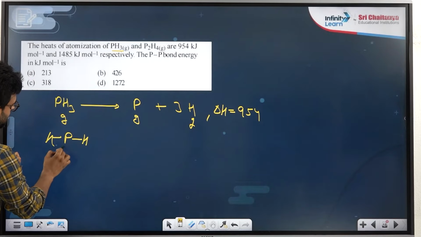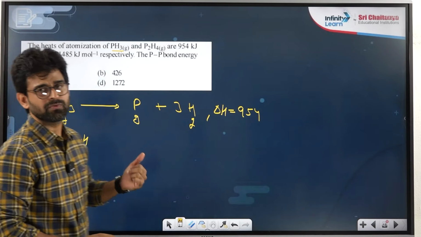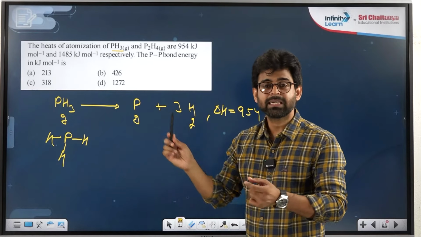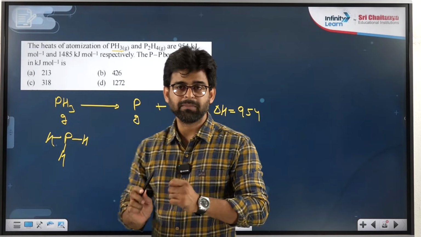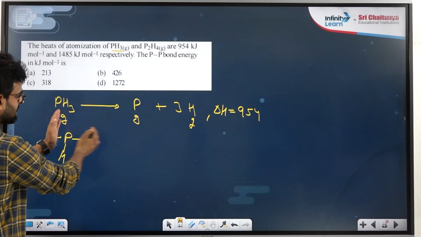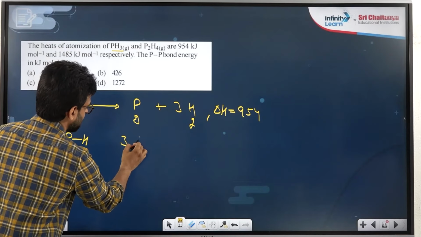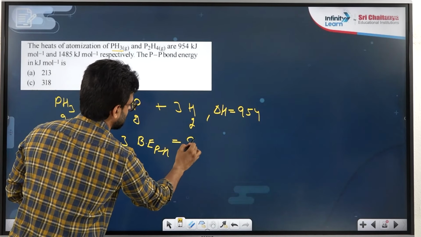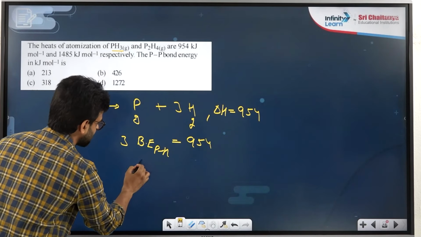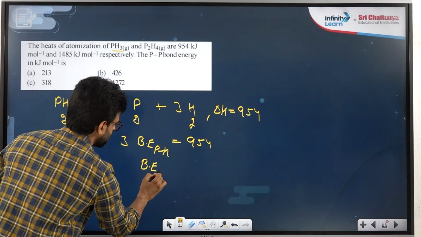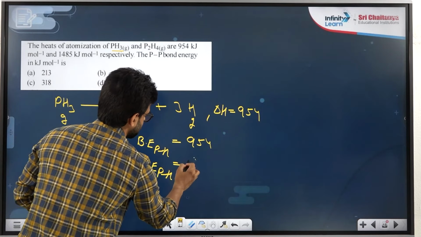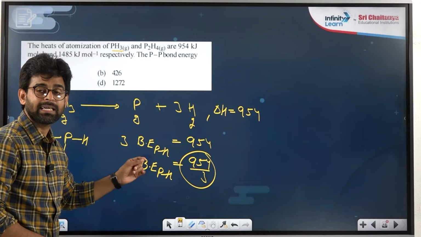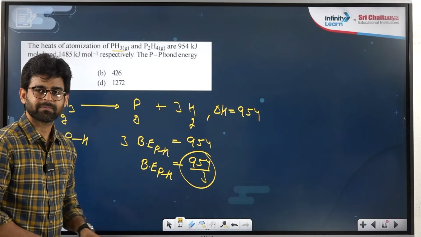So if you understand carefully what is happening here, it is already gas. So I am having here PH3. We know it's phosphine. I am converting this into this by breaking 3 PH bonds. I am breaking 3 phosphorus hydrogen bonds. So I can say 3 into bond enthalpy of PH bond equals 954. From here I can say the bond enthalpy of one PH bond is 954 divided by 3. So from the first reaction I am finding the bond enthalpy of PH, right?